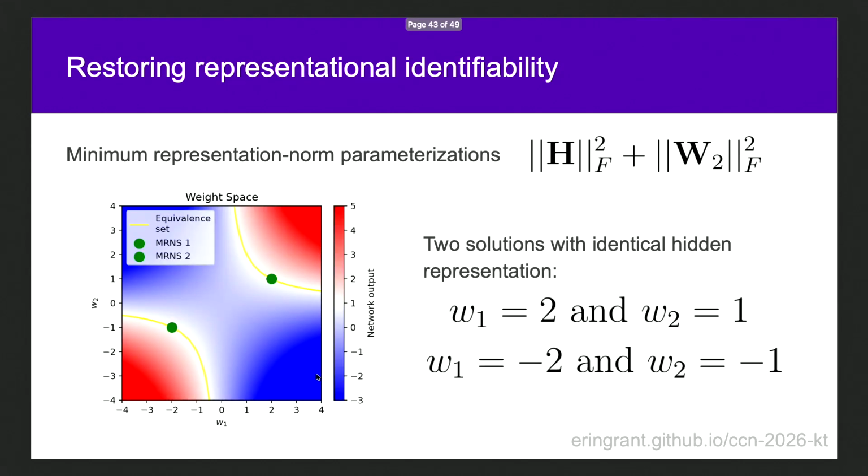So let's go back to our very simple scalar network, where we visualize the equivalent set in the weight space. If we do this analytically and try to find these solutions, we see that there are exactly 2 points that are solutions and that minimize this quantity. One of them is here and the other one is here. It turns out that one of them is 2 and 1 and the other one is -2 and 1.